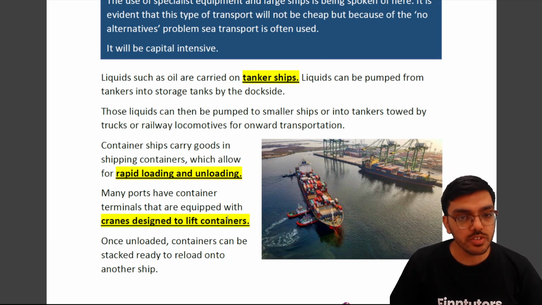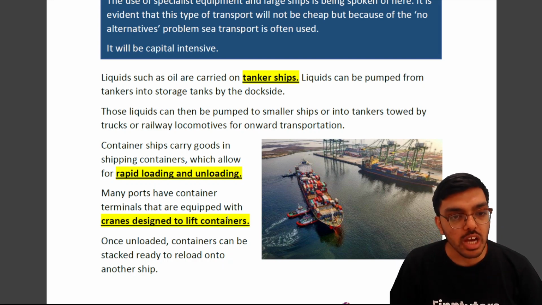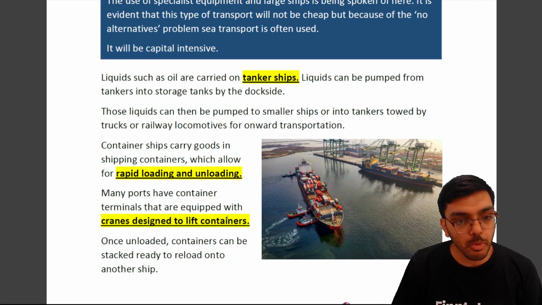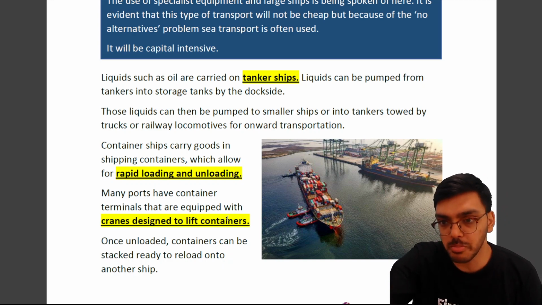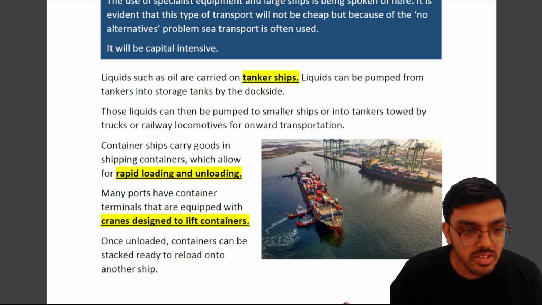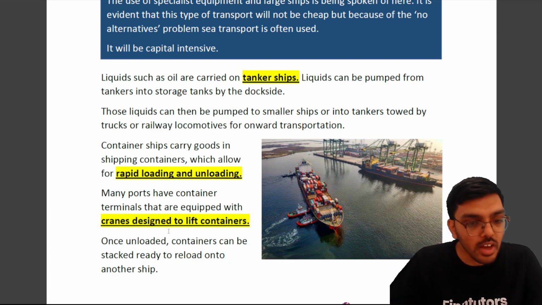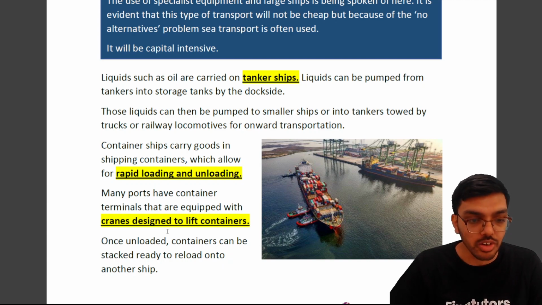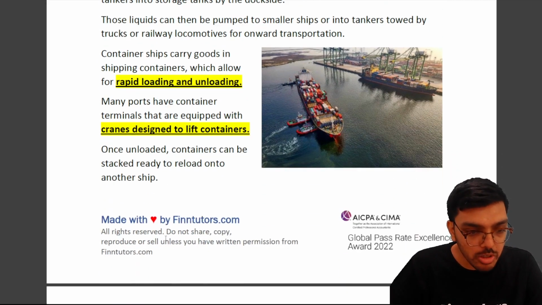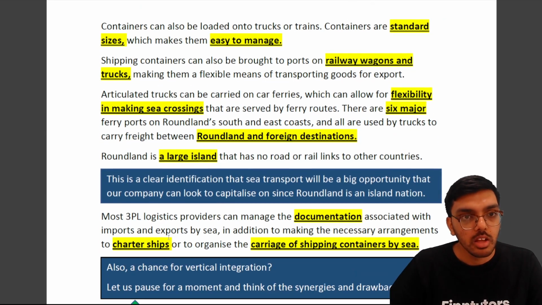Container ships carry goods in shipping containers, which allow for rapid loading and unloading. Many ports have container terminals that are equipped with cranes designed to lift containers. You see the image here? So simple, and you can see the cranes. They are lifting up the containers and putting them onto the seaport. Once unloaded, containers can be stacked ready to reload onto another ship or onto a truck, wherever you need to put them. Containers can also be loaded onto trucks or trains.